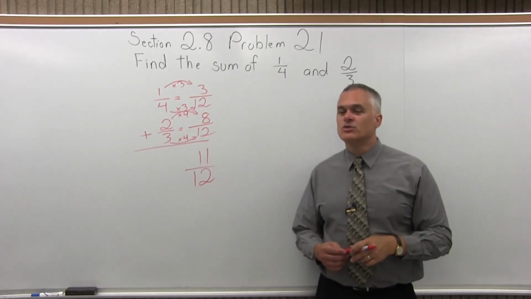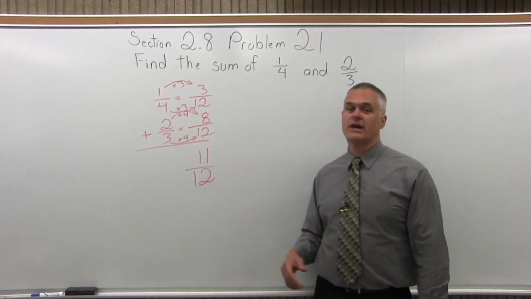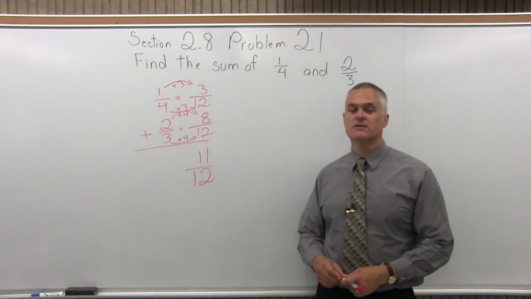And again, check, can you reduce 11 over 12? You cannot. There are no values that divide into both the top and bottom of that fraction evenly. So 11 over 12 is the final answer.